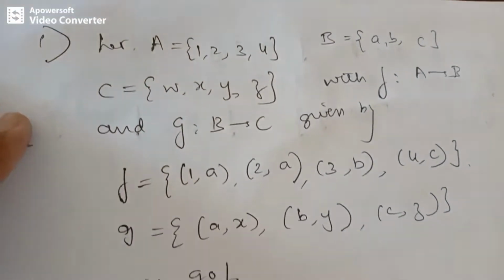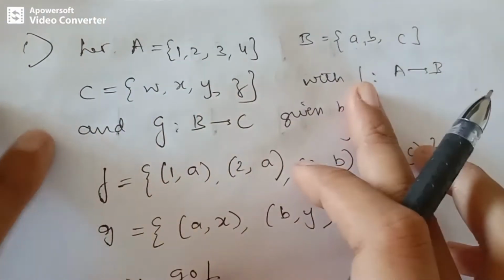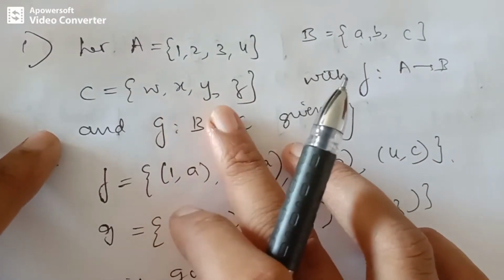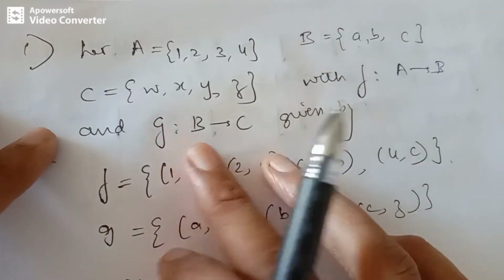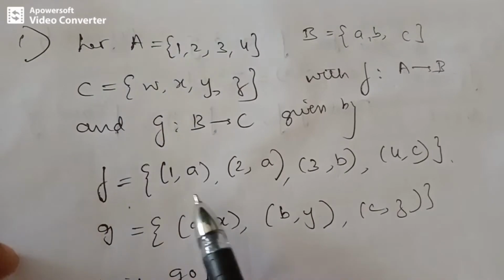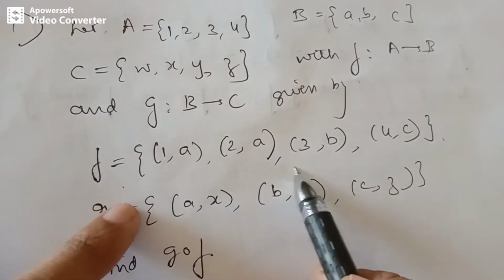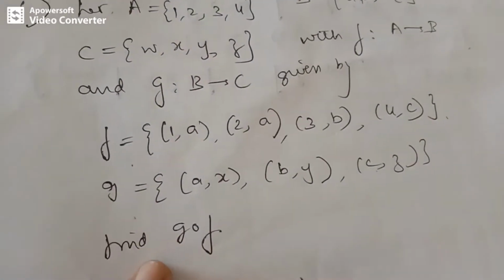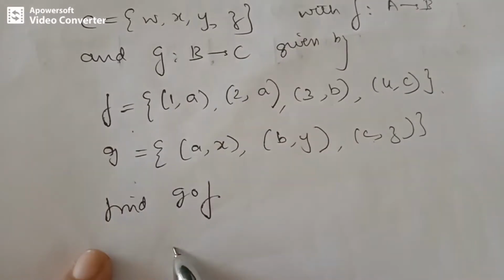So let us say this is the problem. Let A equal 1, 2, 3, 4 and B equal a, b, c, and C equal w, x, y and z. With function f given from A to B, and g is the function from B to C, and the necessary pairs are given, like (1, a), (2, a), (3, b), (4, c), and g is also given here. Next, we are supposed to find out what g composite f is.